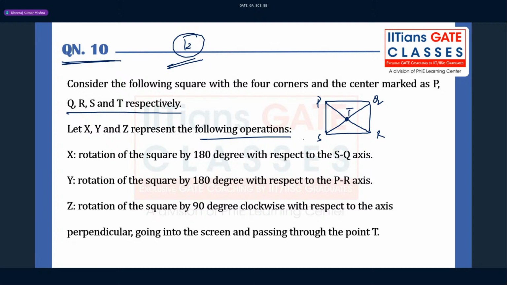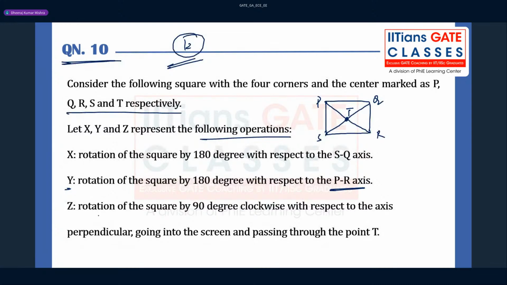Now notice here, what is the operation X? X is nothing but rotation of the square by 180 degrees with respect to the SQ axis. This is the axis they are considering, and they are rotating 180 degrees. Now, rotation of the square by 180 degrees with respect to PR, with respect to this axis.